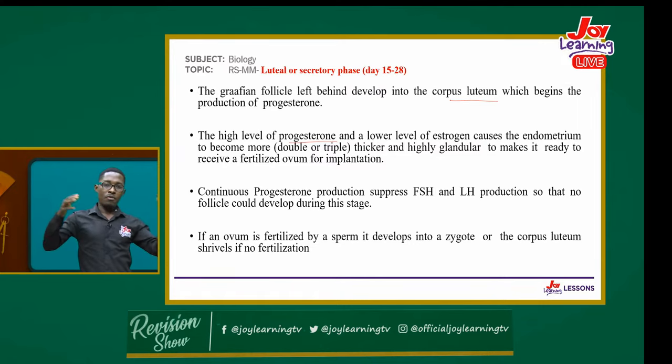So the word we want to see is corpus: from Graafian to corpus luteum, corpus luteum to progesterone. Then say it prepares the body, hoping that there will be fertilization. You also mentioned that progesterone builds the body, like the estrogen also builds the body. So progesterone and estrogen are the two sex hormones for sexual characteristics.